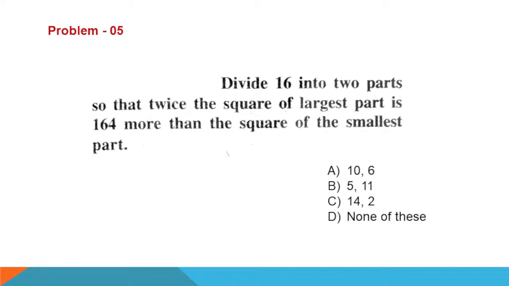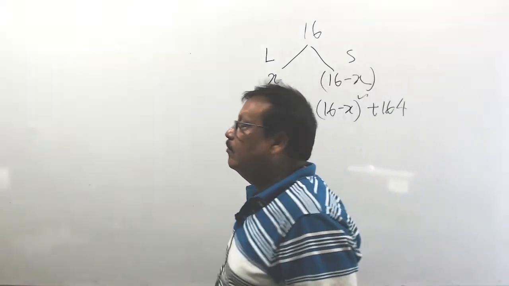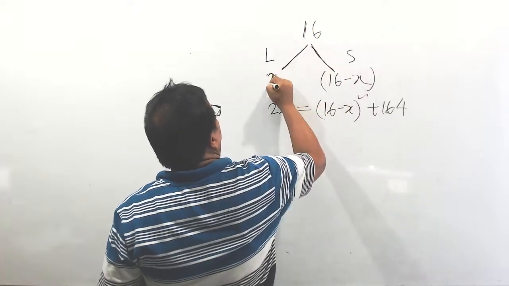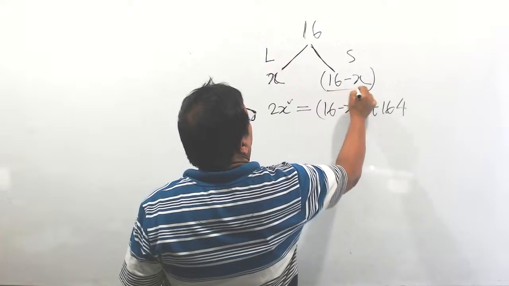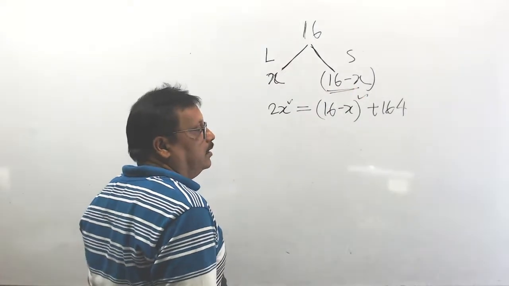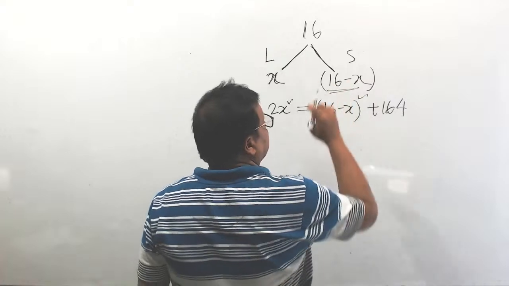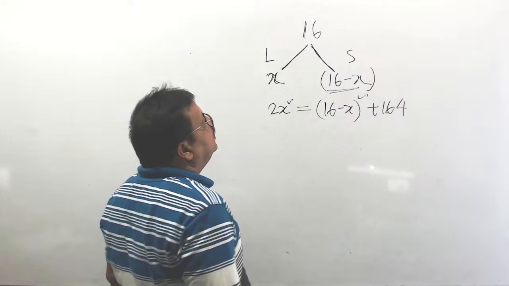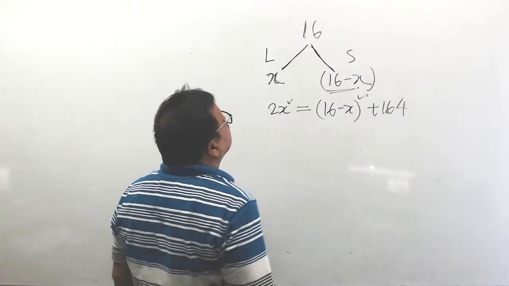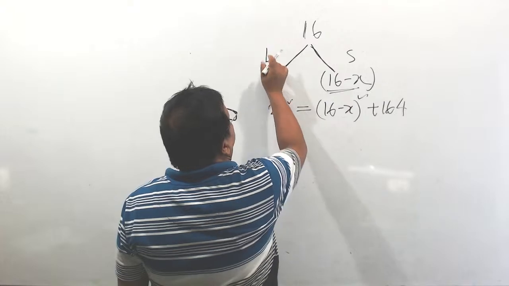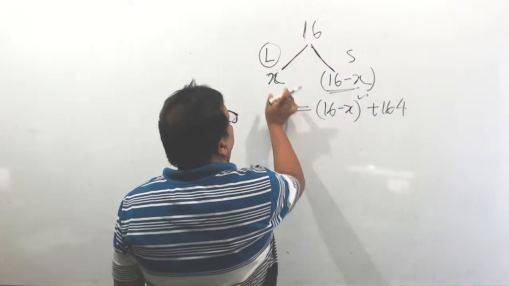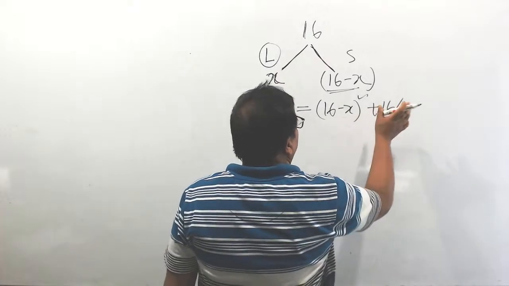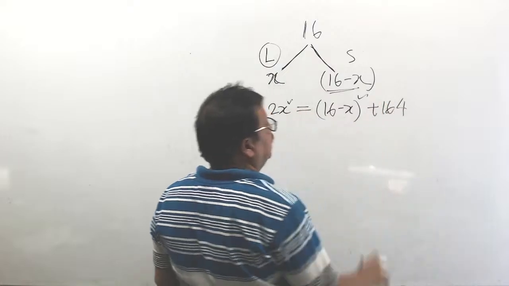If you divide 16 into two parts, that is if one number is x, then the next part will be 16 minus x. And if it is the largest part, then twice the square of the largest part is 164 more. So we have to add 164 to the second part, the smallest part.